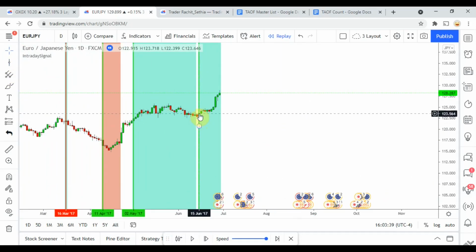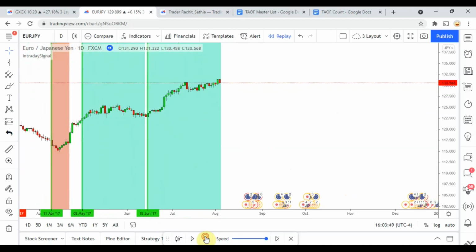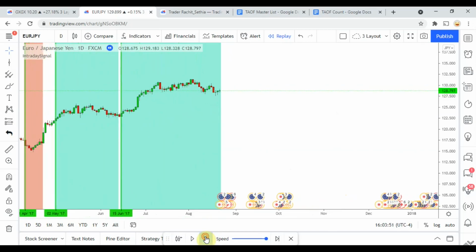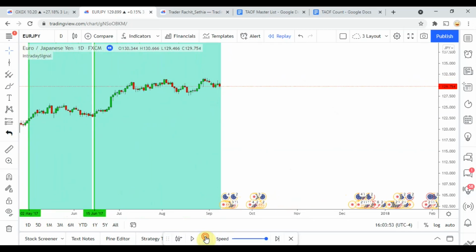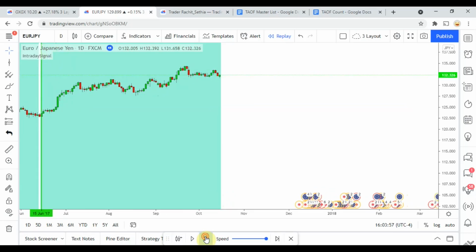Right here, we pick up another long, so we get a break from one green to another, and that one is also going to get us to take profit. This one seems to be doing rather well. Get a long green run here.